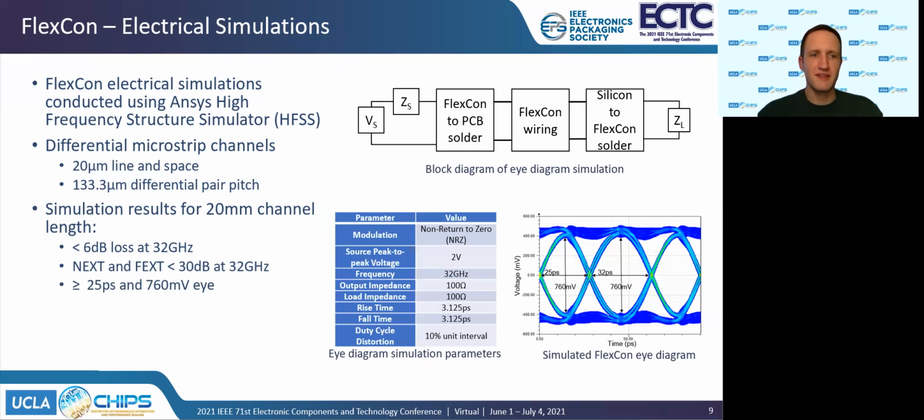Given the results of these simulations, we expect to be able to achieve a more than 100 terabit per second aggregate I/O bandwidth for a 300 millimeter wafer.